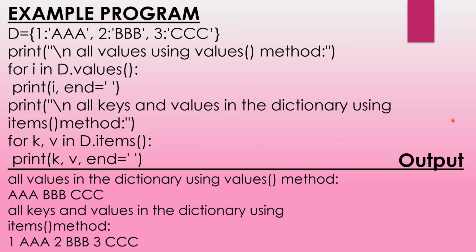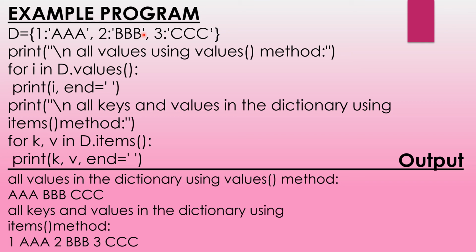So let us see another program. So here is another program. Here we have again created a dictionary and assigned it to a variable. Then it is written print all values using values method. So we will here see the values method. So for i in d dot values, here i will get the values from d dot values. First it will get as AAA, then BBB, then CCC.